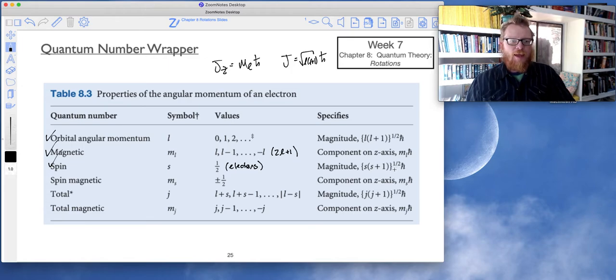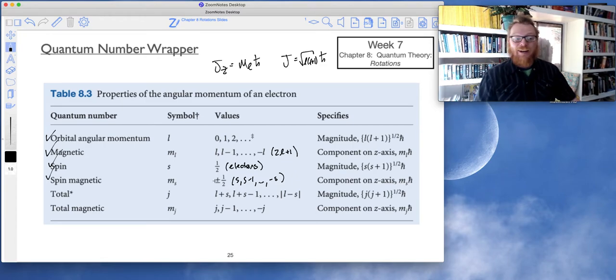Okay. And mS, this is showing it takes on values plus minus 1/2, but mS is technically s, s minus 1, all the way down to minus s. So mL and mS are like twins, okay? And so also, right, the mS gives us the component on the z-axis of angular momentum, mS h bar, okay?